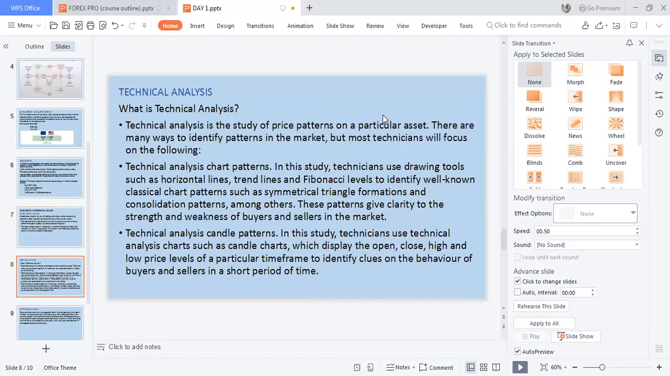The next one is technical analysis. It's a study of price patterns on a particular asset. There are many ways to identify patterns in the market by using tools. These drawing tools are horizontal lines, trend lines, Fibonacci levels, and so on and so forth. We use these tools to predict or draw the forex map in the forex market. But I promise you, if you are consistent with this training, I'll teach you more on technical analysis.